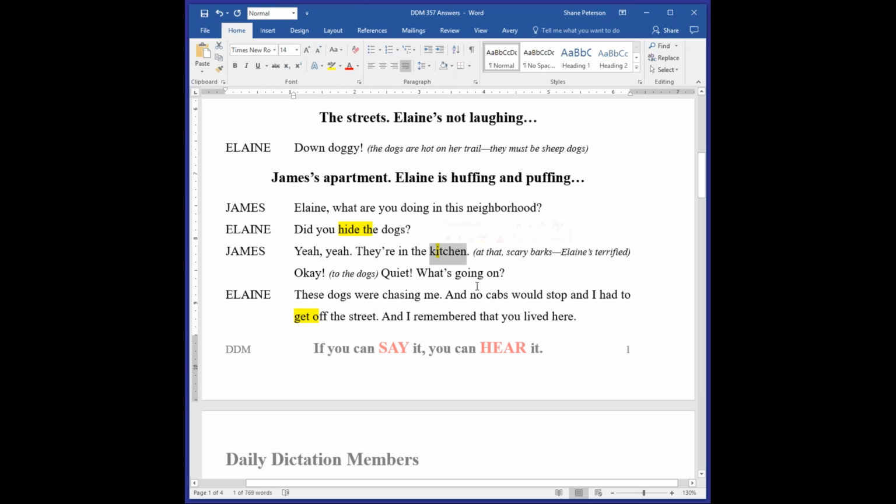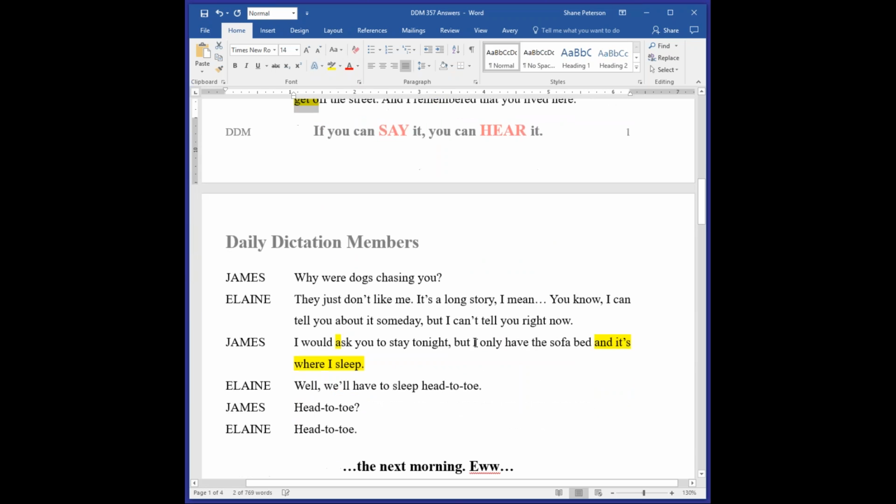Vladimir, say this word. Kitchen. One more? Kitchen. Yeah, perfect. Careful with the key kit. Kitchen. Do you like to work in the kitchen? Not always. Very good. Mikiko, flap T, get off. I had to get off the street. Yeah, really good. Very good.